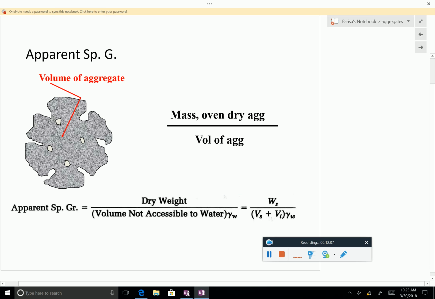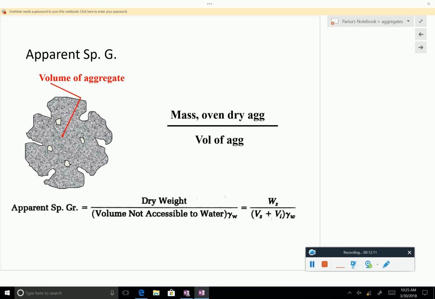So let's look at these definitions. The names are not very intuitive. These are the definitions that engineers have come up with. To me, the names don't look very intuitive, but this is how it is. So apparent specific gravity, and this is the definition. You divide the dry weight, so WS is the dry weight, like before, and then you divide it by the volume not accessible to water, and then you also divide it by the density of water, as we did before. What does it mean?